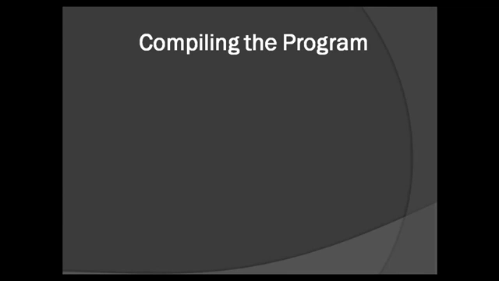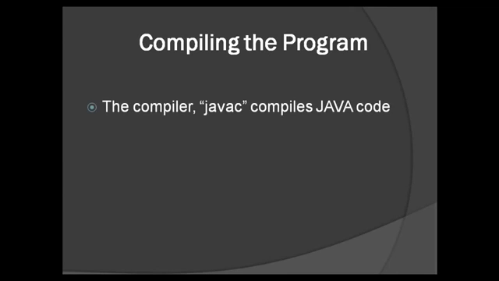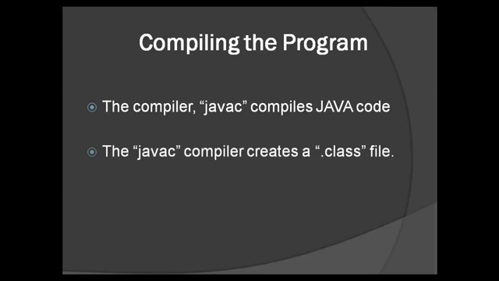How to compile the program? By the javac compiler, we compile the Java code. The javac compiler creates a .class file. The syntax is like javac, where javac is the compiler, then the class name, then .java. By this, a .class file will be created.